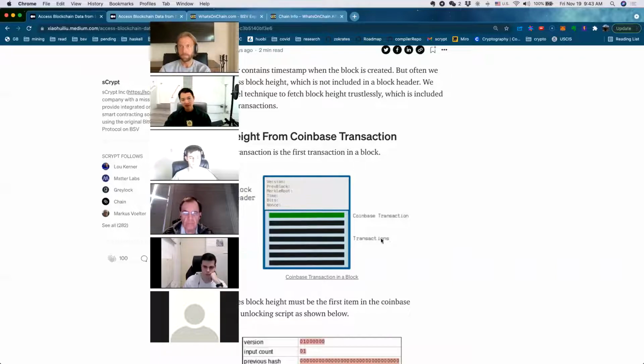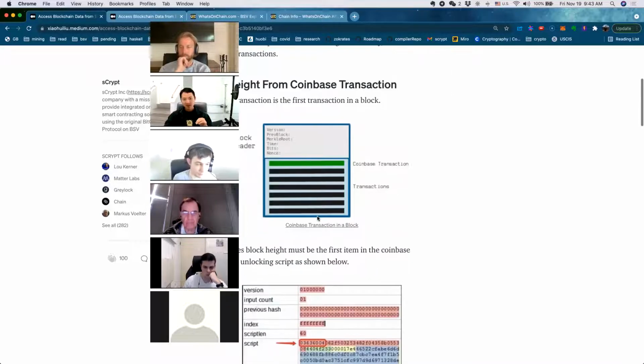So if you look at the transactions, here I'm again showing one block. At the beginning is the block header, and immediately next to it is the first transaction, usually called the Coinbase transaction, right? This is the transaction where miners get paid. They have all the block rewards plus all the transaction fees. So this is the Coinbase transaction, and this is the transaction we leverage to get this height information.